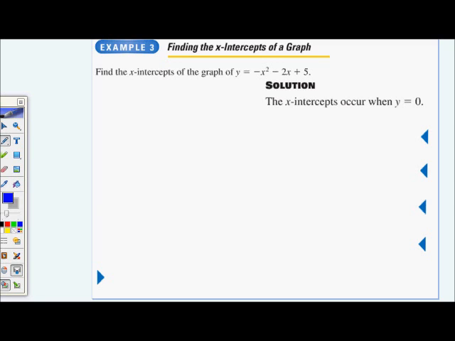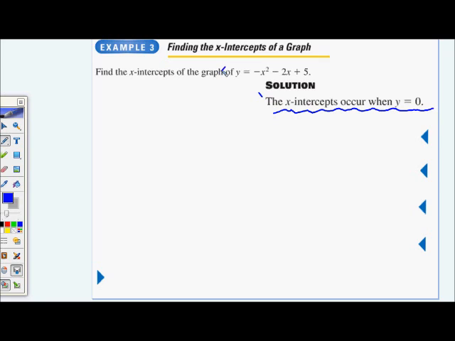So, example 3, as I've mentioned a couple times, is how we're going to find the x-intercepts of a graph. And we're doing that a slightly different way in lesson 9.4. I think you can see the relationship by putting the two of them together. It says find the x-intercept of the graph of y equals negative x squared minus 2x plus 5. First of all, you need to use your logic, and the x-intercepts are always going to occur when y equals 0. So that's the first part that we need to do.